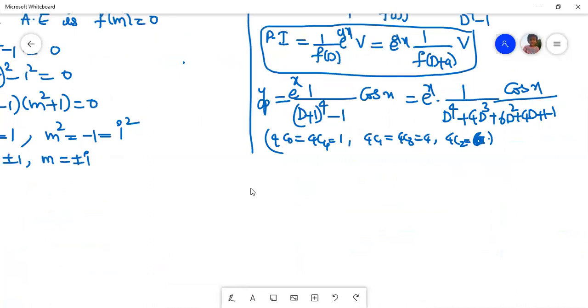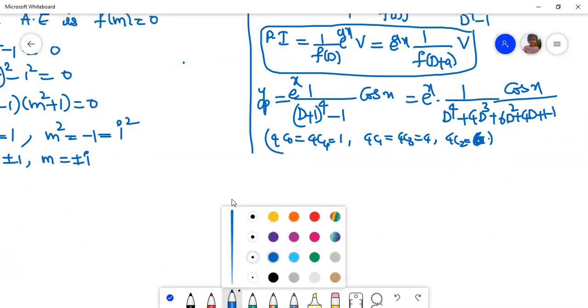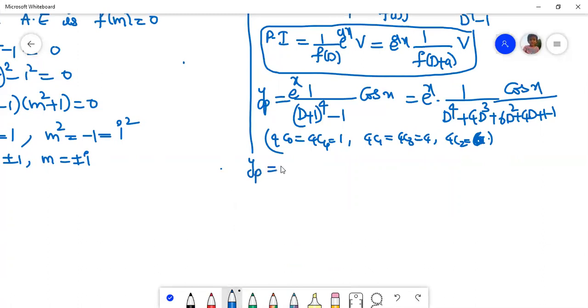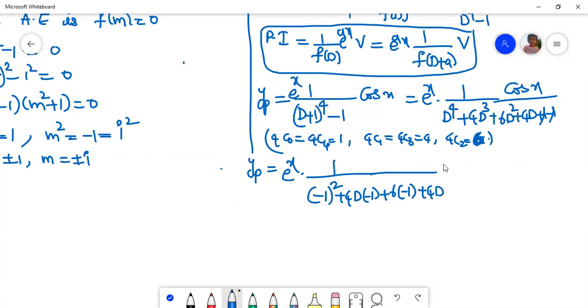So here yp is equal to, plus 1 minus 1 get cancelled, and for cos x, which is in the form of cos ax, we go for the second rule. That is e power x into 1 by D square, that is (minus 1) whole square, plus 4 into D, plus 6 into minus 1, plus 4D, into cos x. How is it? We know that D square is equal to minus a square.